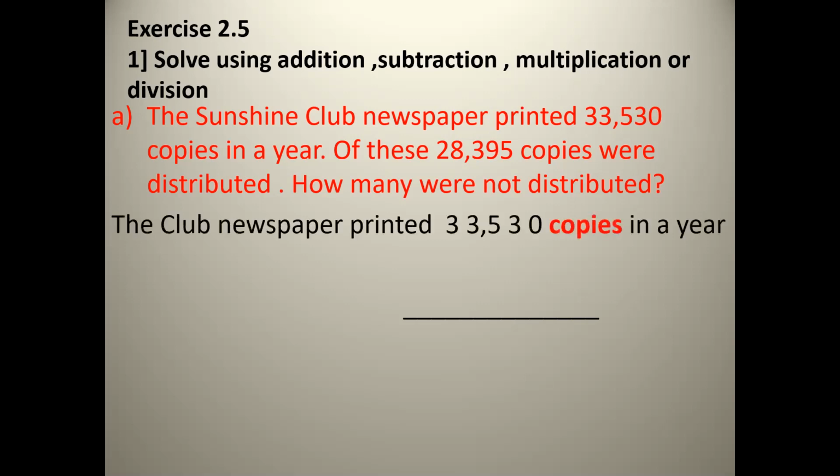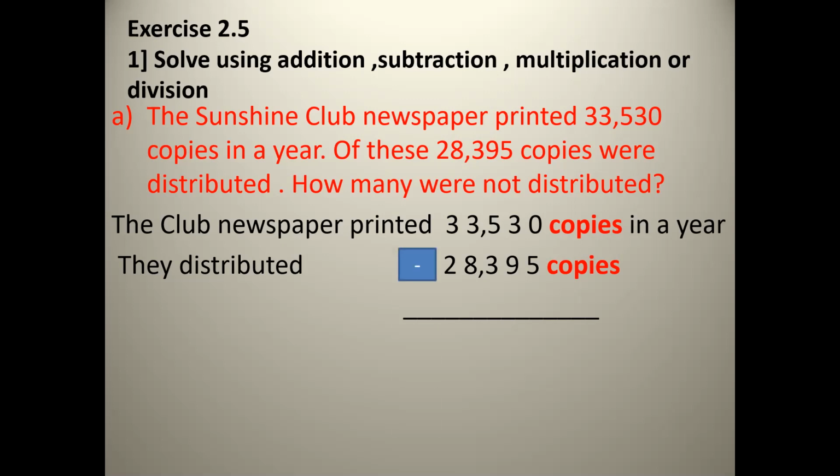Okay, this is the first important information: the club newspaper printed 33,530 copies in a year. This is very important information. Second, they distributed 28,395 copies. So to know how many copies we did not distribute, we will subtract. Here I decide to subtract.